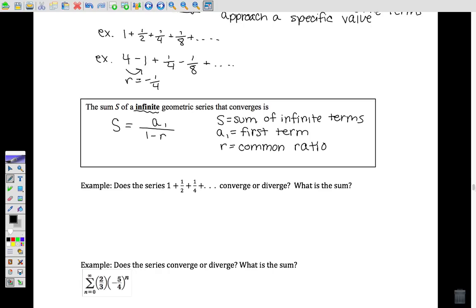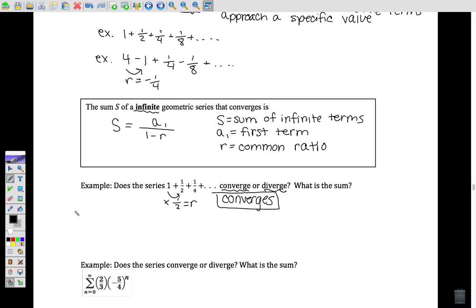So let's look at this first example. We first have to determine, does this converge or diverge? So to figure that out, we need to know the common ratio. The common ratio, the absolute value, is greater than 1 or less than 1. So it looks like we're multiplying by 1/2 each time. So that's our common ratio. If our common ratio is 1/2, that does mean it converges. If it converges, that means we can find the sum.